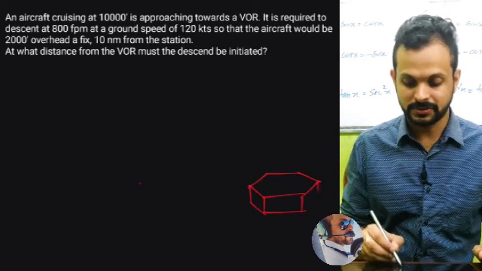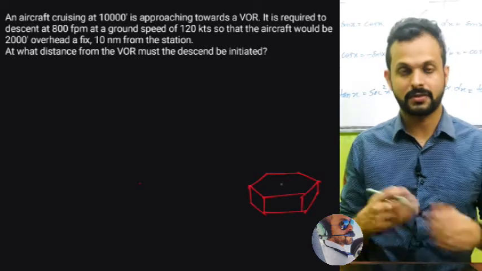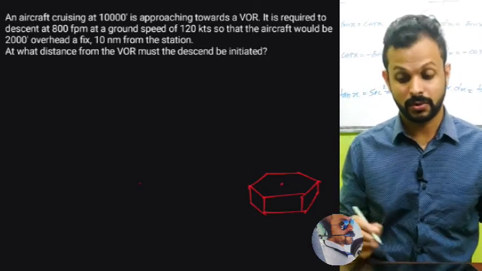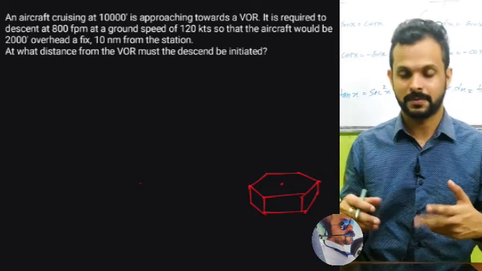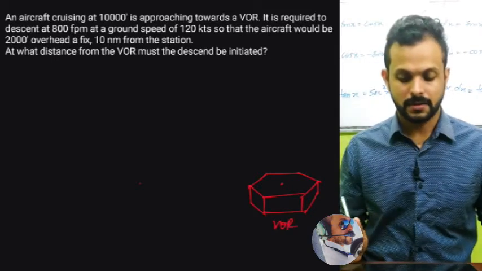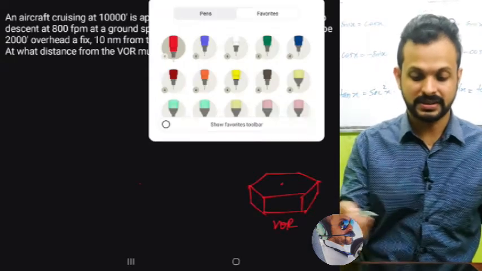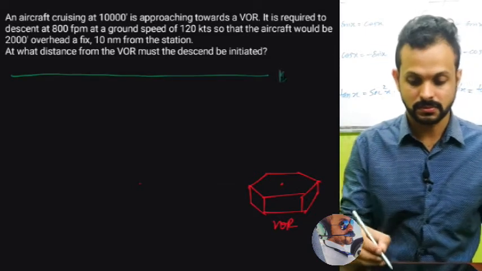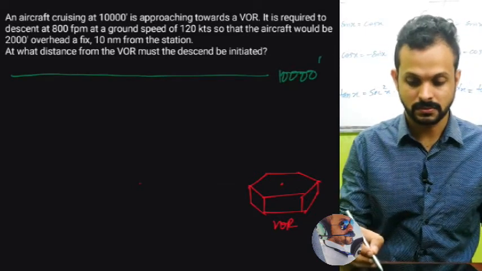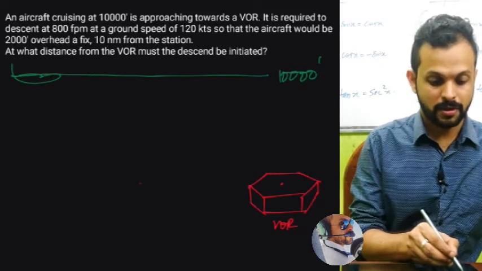You know, I'm looking for a bit of perfection, so I draw things as well. I know it might take some time, but don't worry, you don't necessarily have to draw the VOR like this, but this is how it looks. And this is the VOR, and you are cruising at, say, 10,000 feet. Let's draw the cruising altitude here at 10,000 feet. All right, now let me draw the aircraft.